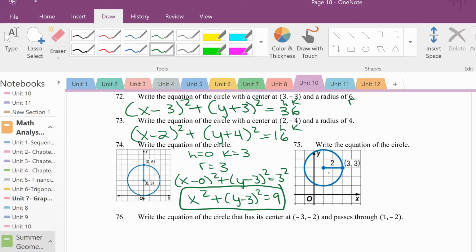Here, the radius is 1, 3. Or sorry, the center is 1, 3. So your h is 1, your k is 3, and the r is 2. So you have x minus 1 squared plus y minus 3 squared equals 2 squared, which is 4.